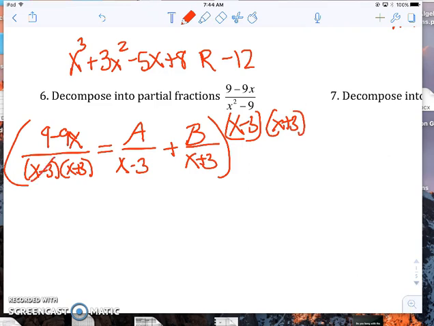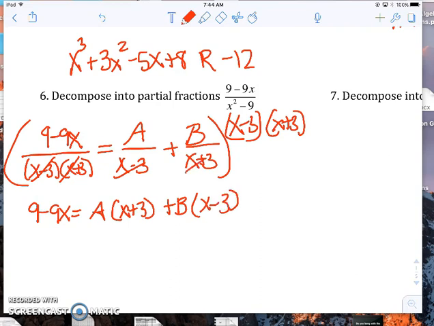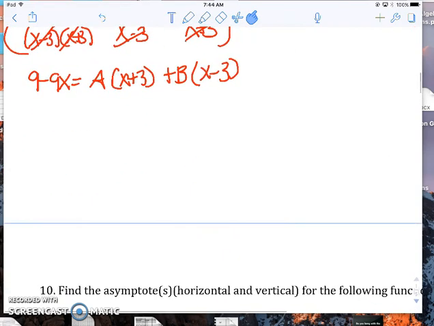So when we multiply it over here, we're left with 9 minus 9x equals a times x plus 3 plus b times x minus 3. And this is where we have those cases. So our first case is when x equals negative 3. So when we put that in here, 9 minus 9 times negative 3. So negative 9 times negative 3 is 27. 27 plus 9 is 36.